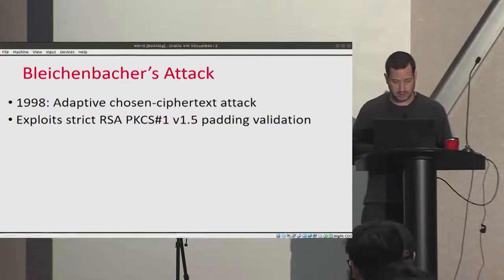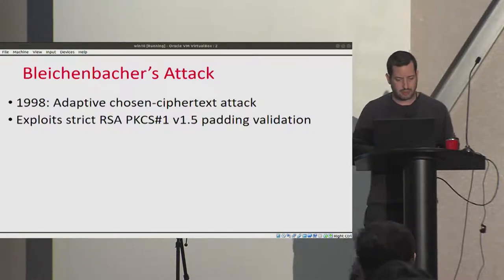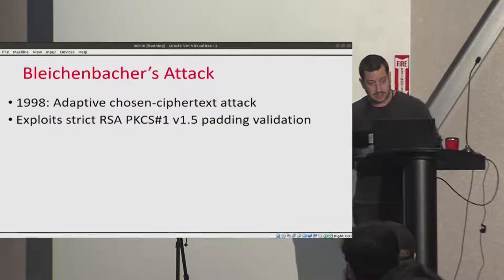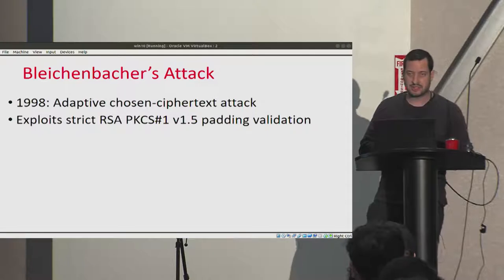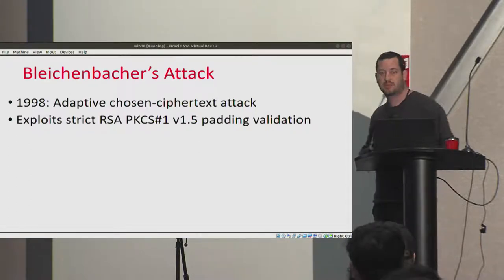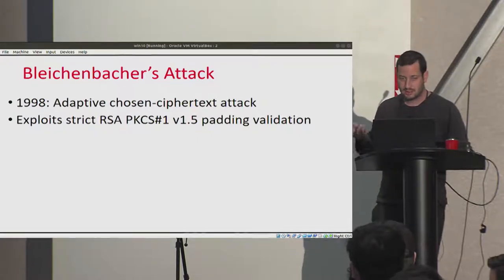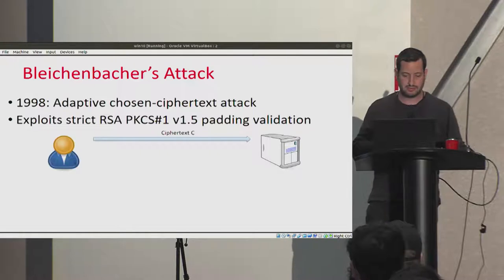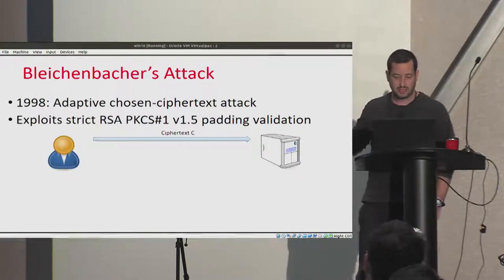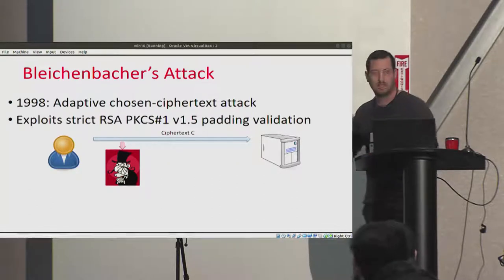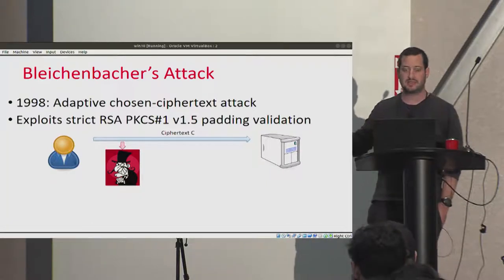Okay, so we have what's called Bleichenbacher's attack. It's a very old attack from 1998, and it's an adaptive chosen ciphertext attack. It exploits the strict manner in which RSA PKCS padding is done. What we have is this innocent client who sends a ciphertext to the server. And we have the malicious attacker, who listens to the ciphertext and then uses the same server as an oracle.